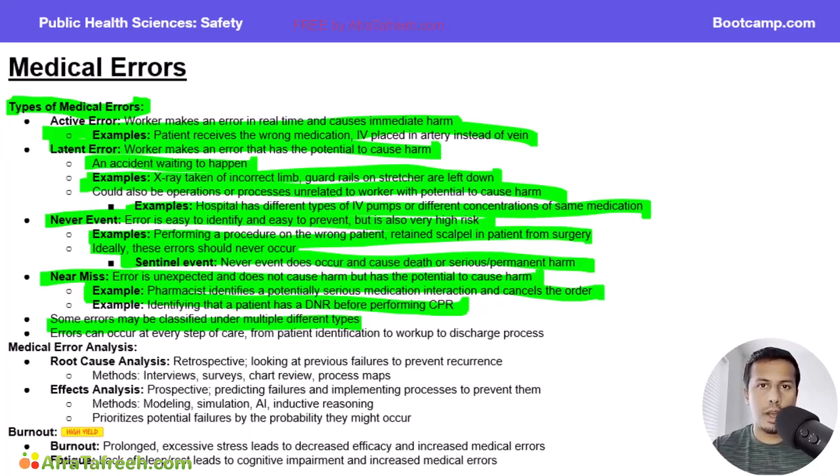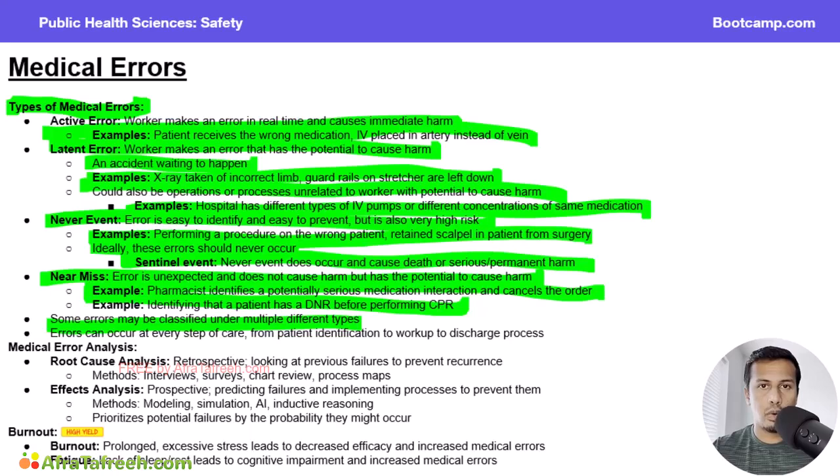In addition to that, I want you to know that errors can occur because of poor planning and because of poor execution. If we don't plan to do a procedure a certain way, then we may make mistakes and that may cause harm. Conversely, if we don't execute the procedure in a certain way, that could also cause harm. So errors can come from poor planning, but also poor execution.